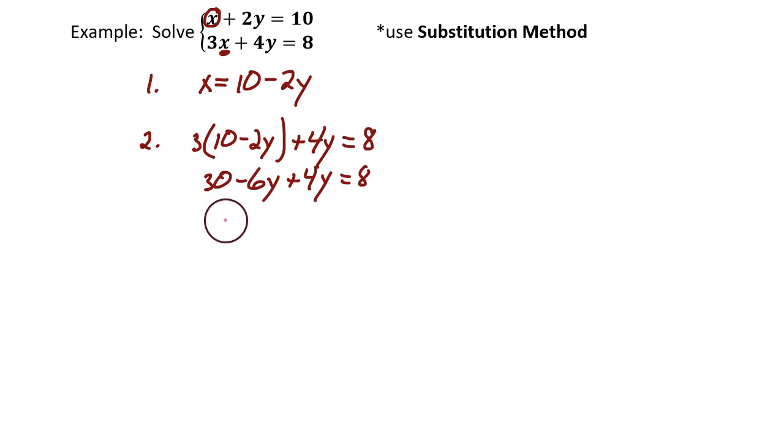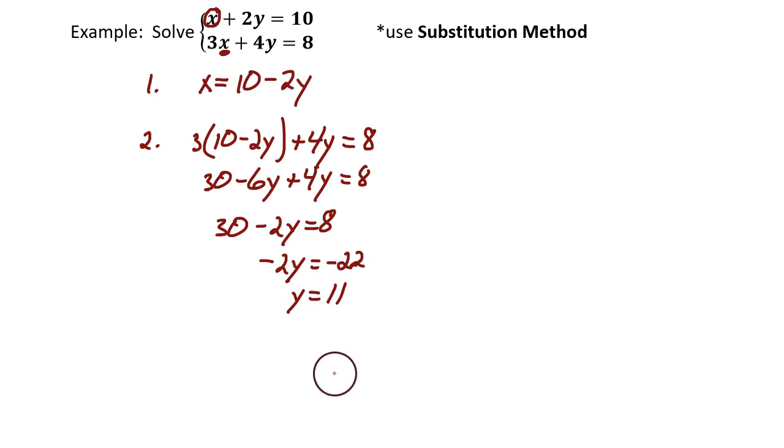Next, some combining like terms. Negative 6y plus 4y is negative 2y. Next, subtract 30 from both sides. 8 subtract 30 is negative 22. Then divide by negative 2. We get y equals 11.